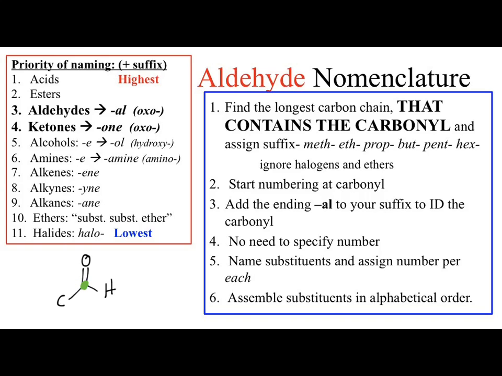We don't need to specify the number in the case of the aldehydes because it's always at position 1. We can't change that. We can then go through and name the substituents, same rules as before, number, where they're located, and put the whole name together. Kind of makes sense? Yes, I do have examples.